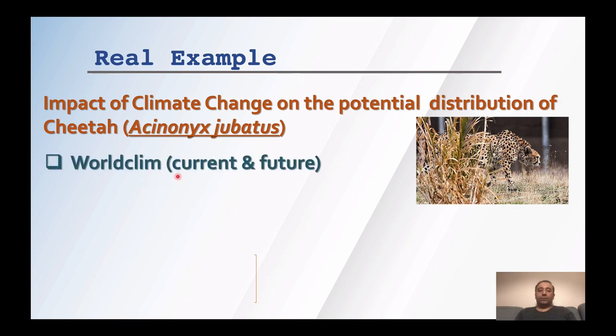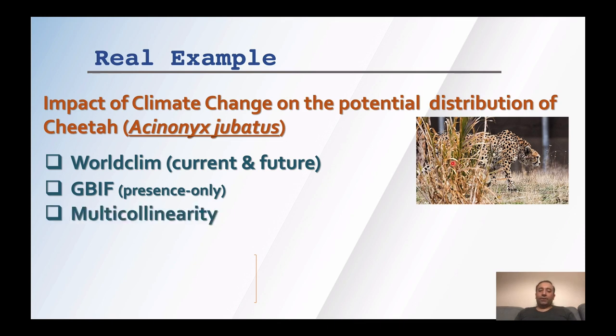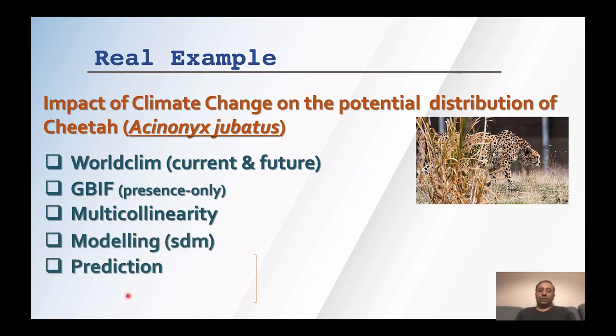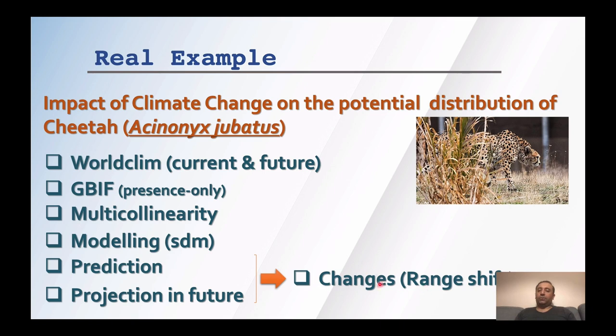To do that, we are going to use WorldClim data, bioclim data, for the current time and the future time, and also download the records from GBIF. I will check the multicollinearity in the data and then develop the models and generate the prediction or projection for the current time and future time. They will be compared to characterize the changes or the shifts in the range of the species. That's it. I will be with you in a second.